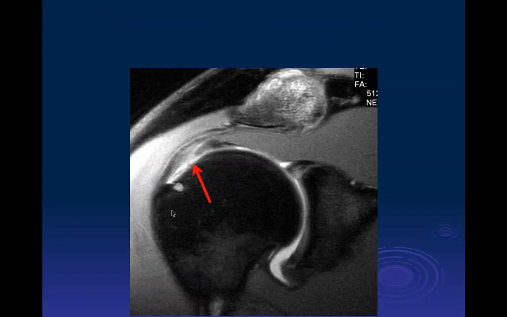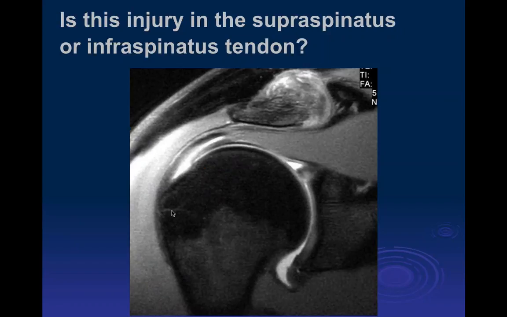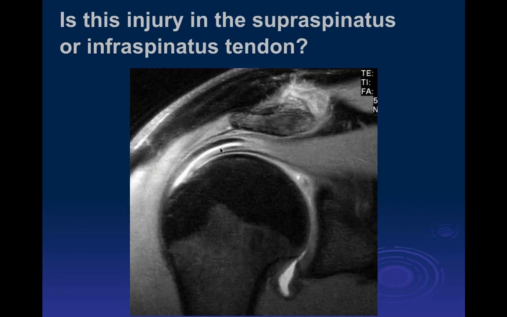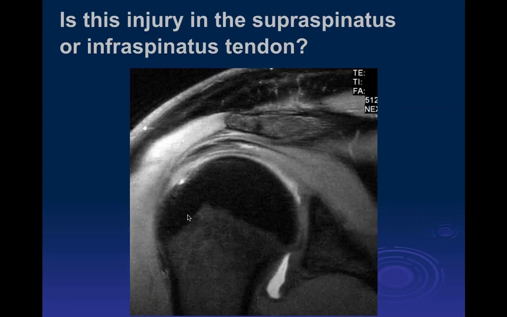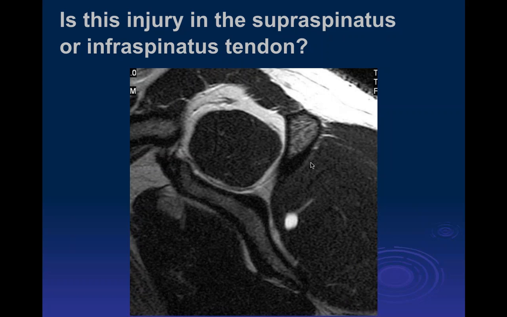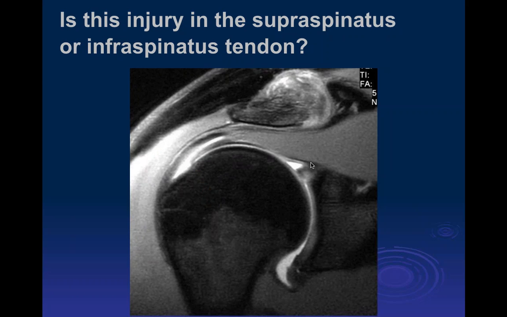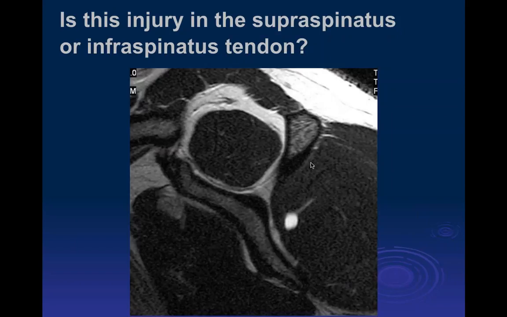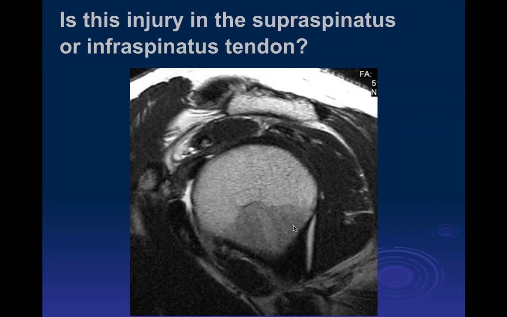And if we do the coronal images going posteriorly, we can actually see that the fluid looks more prominent here going more posteriorly. And if we continue going posteriorly, we can see that intratendinous tear that John was talking about before. If we continue to follow it, we actually see that the fluid continues and extends into the infraspinatus. And here we can see that the fluid is in the infraspinatus muscle.